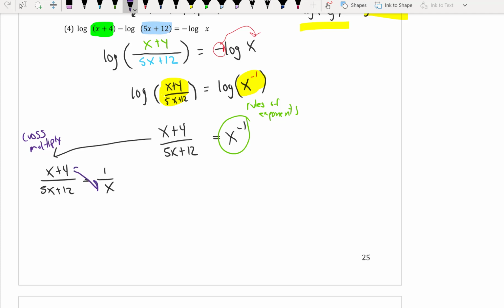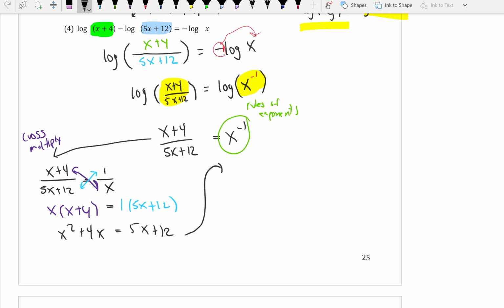When I cross multiply, I'm going to have x times my x plus 4 is equal to, and now the opposite side is going to get multiplied, so 1 times my 5x plus 12. So I can get x squared plus 4x is equal to 5x plus 12. So now what I want to do is get this equal to 0, so minus 5x minus 12. And so when I do that, I'm going to have an x squared, and 4 minus 5 gives me a negative 1x, minus 12 is equal to 0.